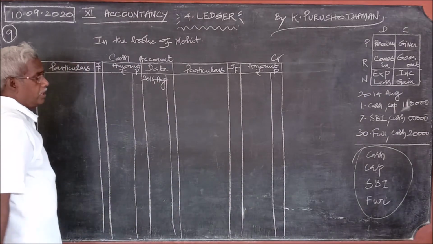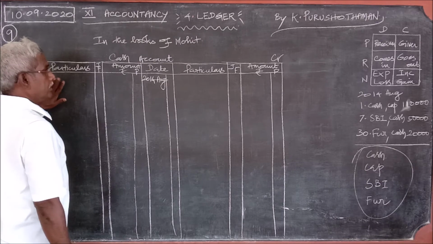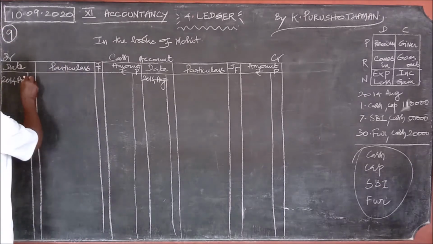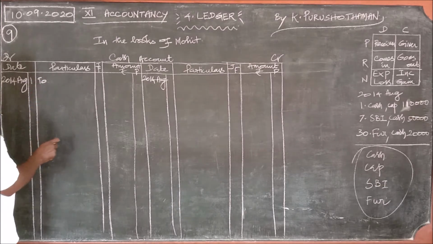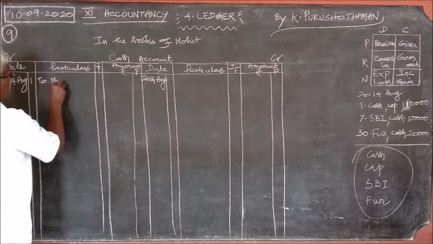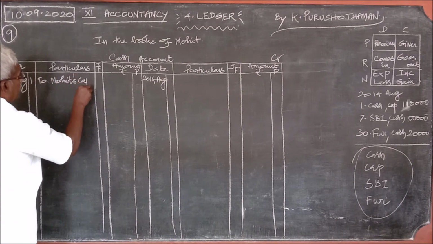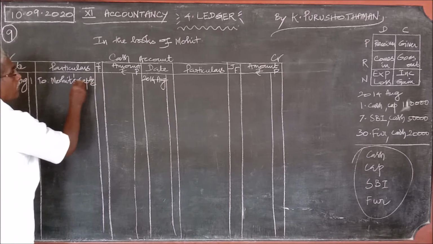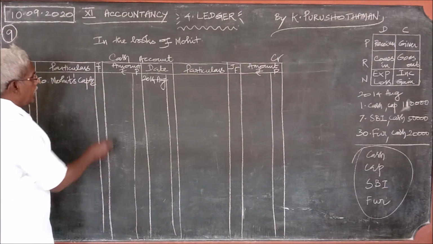2014 August. The first journal entry, cash appears on the debit side. So, on the debit side we should write what is coming along with the cash, that is Mohit's capital account. Mohit's capital account amount is 1,10,000.